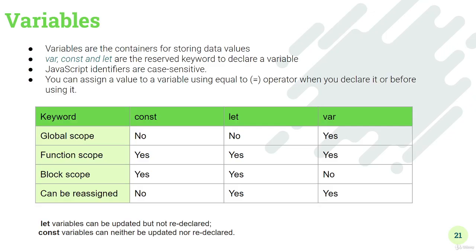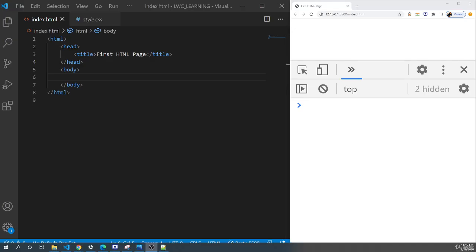with the let keyword. In JavaScript, variables are case sensitive, and you can assign a value to a variable using an equal operator. As I said, we can create the variable with three keywords: const, let, and var. We'll see how it works, and then we'll come back to this table for better understanding. So let's go to our VS Code.